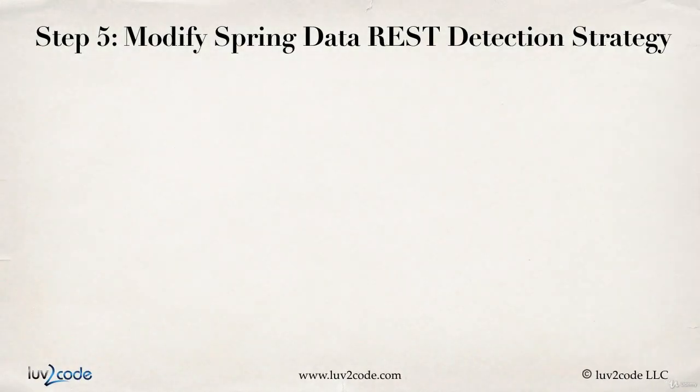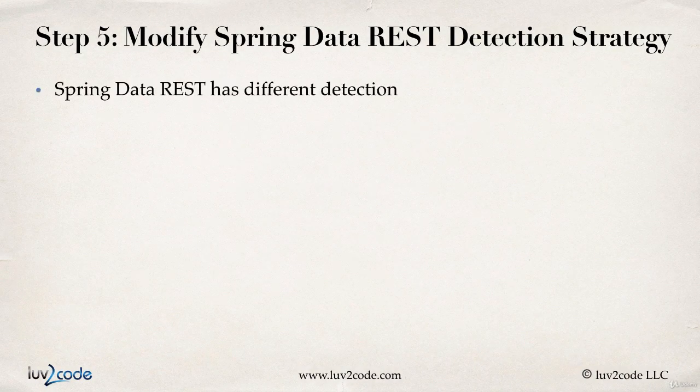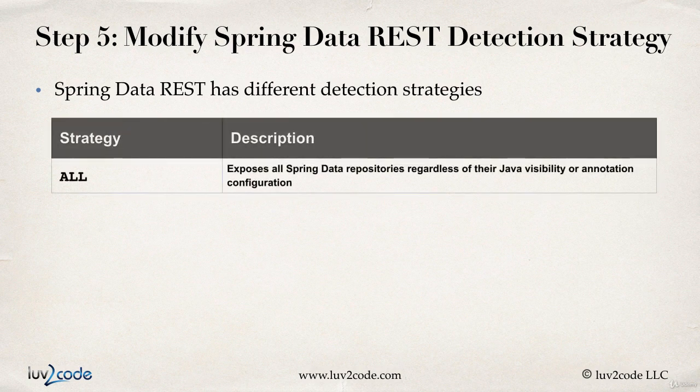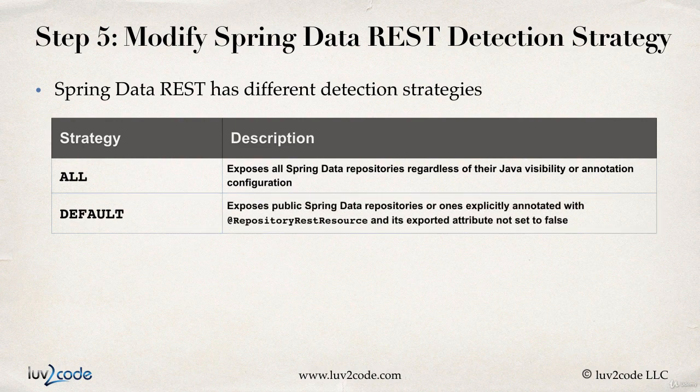All right, so let's talk first about the Spring Data REST detection strategies. There's different ones available. So there's the all strategy. In this strategy, Spring Data REST will expose all Spring Data repositories regardless of their Java visibility or annotation configuration. There's also the default strategy. This strategy exposes public Spring Data REST repositories or ones explicitly annotated with @RepositoryRestResource and has the exported attribute not set to false. And you'll see some examples of this.